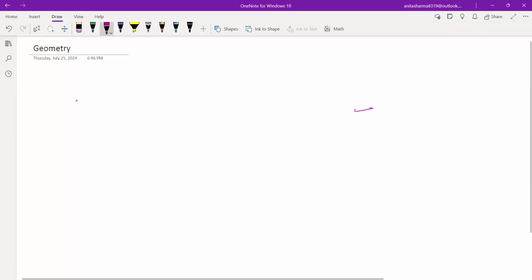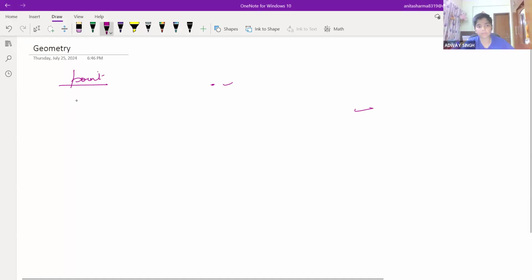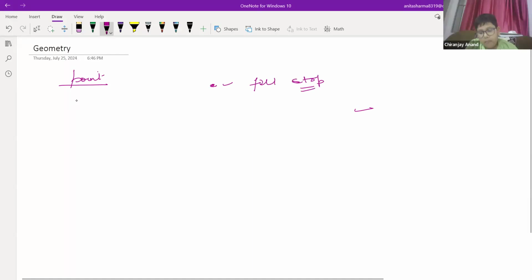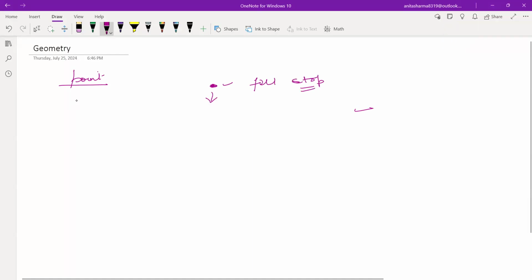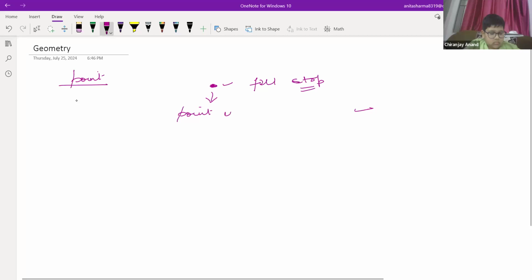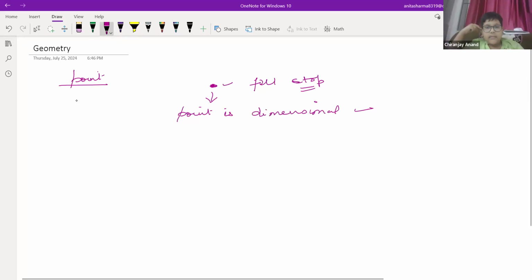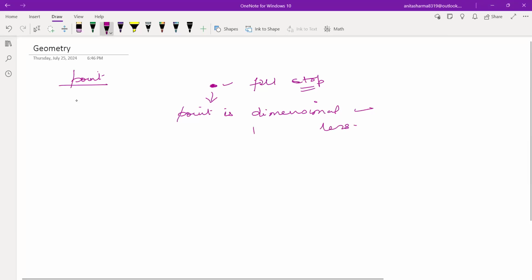Yes. Now, first is point. What do you mean by a point? A single dot, right? Or you can say this is a full stop also, right? Does a point have any direction or dimension? No, ma'am. Point is dimensionless, right? Yes, ma'am. And it is a basic unit of geometry. Dimensionless means it has no length or breadth, right?